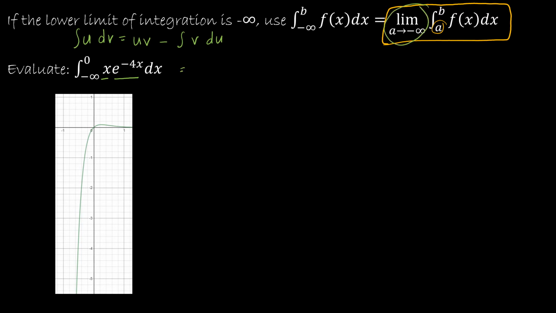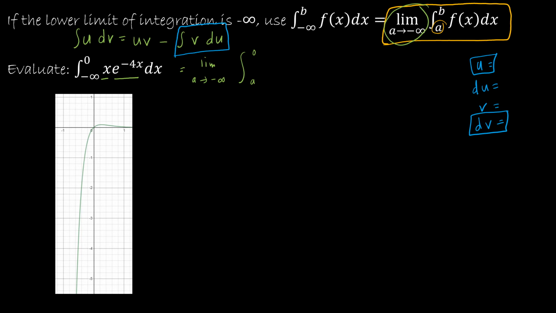So this is now the limit as a approaches negative infinity of the integral from a to 0, and now I've got to use integration by parts. So let's think about how we could do that. Remember, we have u, and then we have to find du, and then we have v and dv, and I have to assign the values for u and dv. And our goal is to make this an easier integral to evaluate.